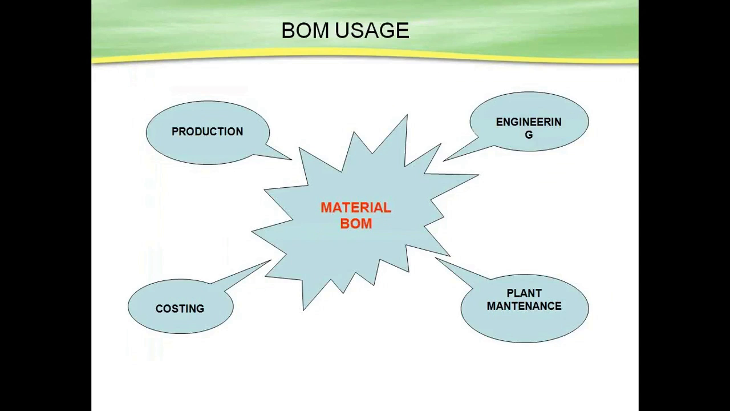So, where are BOMs used? The bill of material can be used in production, then in costing, because your total list of raw material will give you the total cost of the product. So it will have a link with costing. Then plant maintenance, if you are going to assign some kind of machinery, then it will have a link with plant maintenance, and then finally engineering.